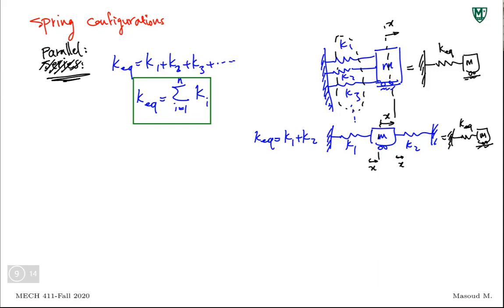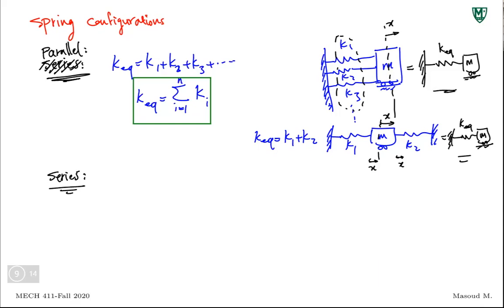Now springs in series. Again, sorry for the confusion. So springs in parallel, as long as the springs have the same magnitude of displacement, we just sum the stiffness up and get an equivalent system. They call these equivalent systems. This is an equivalent system just because it's equivalent to the system we had, but it's simplified.